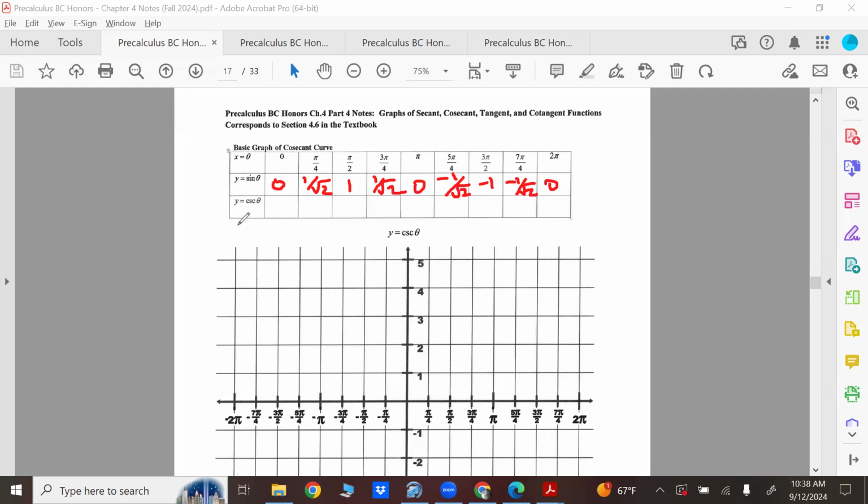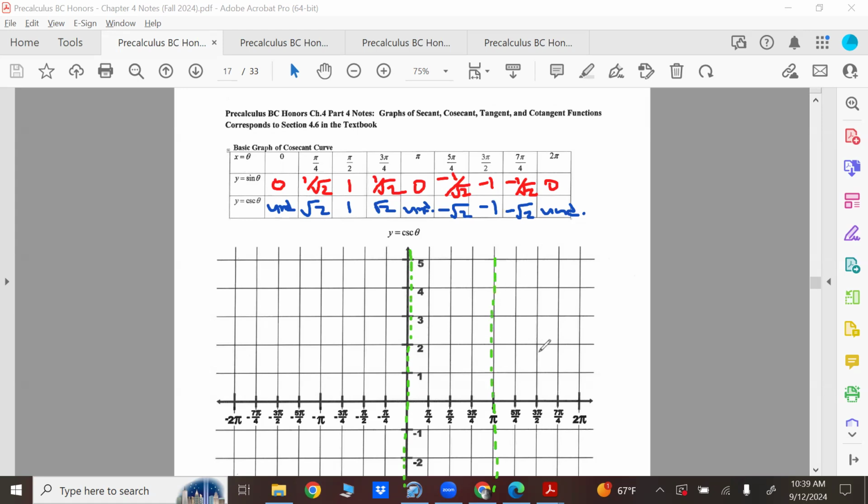A bunch of flips. Undefined. Undefined. Undefined. 1, -1. √2. √2. -√2. -√2. So I'm going to have vertical asymptotes. Let's get a brighter color. So you have vertical asymptotes at 0. At pi.